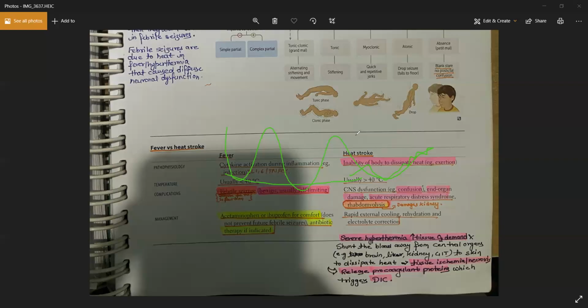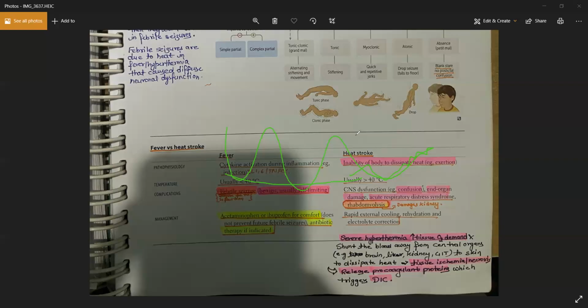Now, other causes are the medical conditions. Like if a patient has a history of chronic heart failure, they have a loss of cardiac output, right? And you need the cardiac output to cause the movement of blood towards the skin, right? So the patients with chronic heart failure are at an increased risk of developing heat stroke.